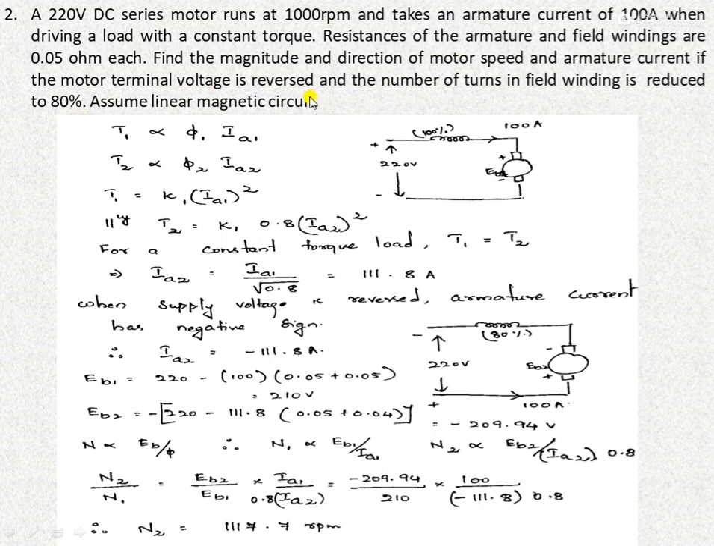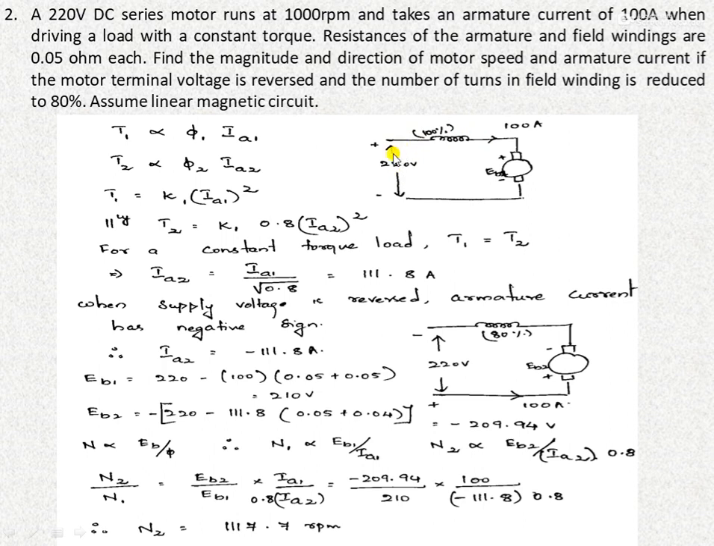See, in this problem you are doing two things. One is you are reversing the polarity of the supply which is provided to the DC motor. This is actually a DC series motor. In addition to that, you are also reducing the number of turns in the field winding to 80%. Initially there will be the complete 100% field winding under normal condition, and the supply voltage will be given to the machine like this.